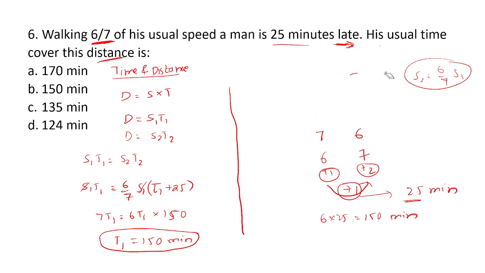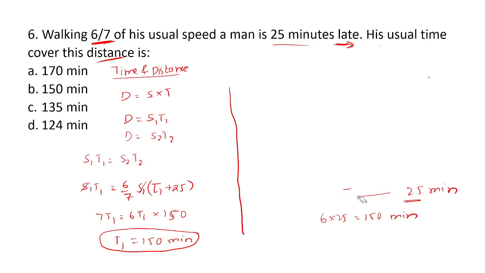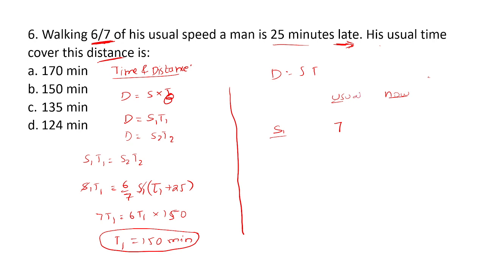Again, I'll try to explain this. I hope you will understand this one, where the lengthy calculations will not be there in many problems. Simple, guys. Distance equals speed into time. Speed is given as 6 by 7 of usual speed. If it is usually 7, then now it is 6 by 7 times, so 7 becomes 6.